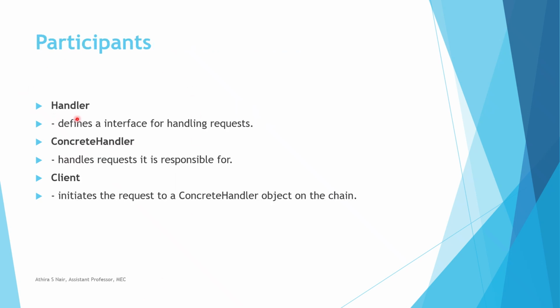So the participants are handler. This defines an interface for handling a request, and it optionally implements the successor link. And concrete handler handles the request it is responsible for, and it can also access its successor. If the concrete handler can handle the request, it does so. Otherwise, it forwards the request to its successor. And client initiates the request to a concrete handler object on the chain. So when a client issues a request, the request propagates along the chain until a concrete handler object takes responsibility for handling it.